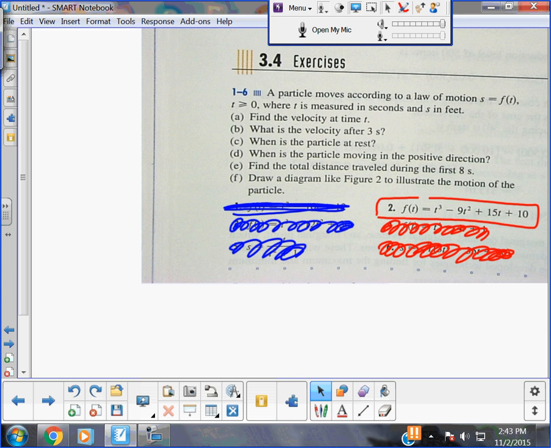So we're going to use the position function, number 2. In this, f of t is given position, t cubed minus 9t squared plus 15t plus 10. And the first thing it asks for is to find the velocity at some time t.